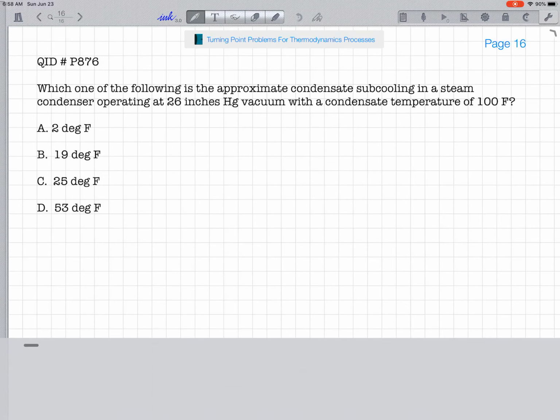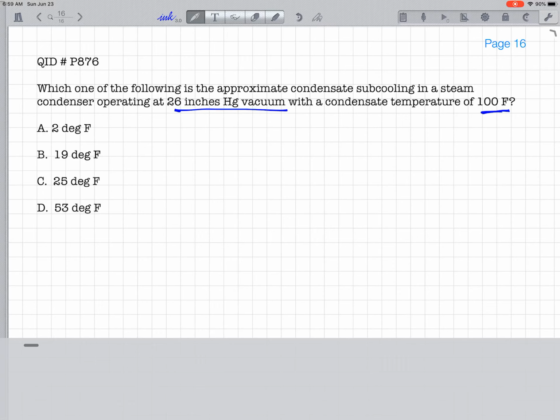Hello again. This is new problem, P876. So we'll start this out by looking at the numbers like I always do. I've got 26 inches of vacuum, which is a useless number. I have to convert that, and I have 100 degrees Fahrenheit, which I may have to turn into degrees Rankine, but we'll see.